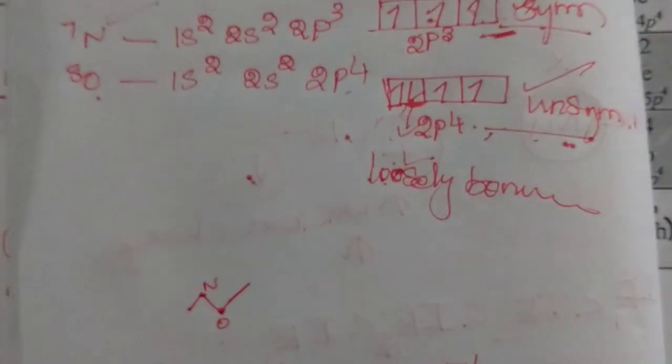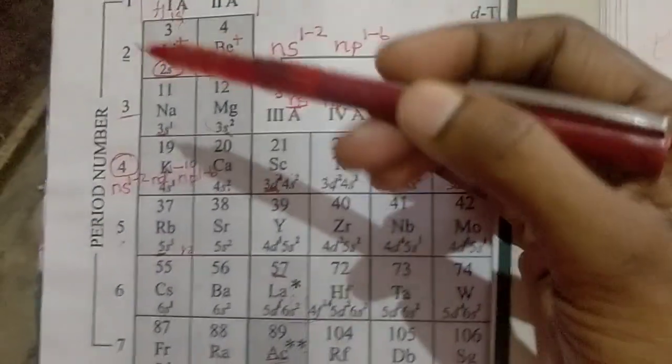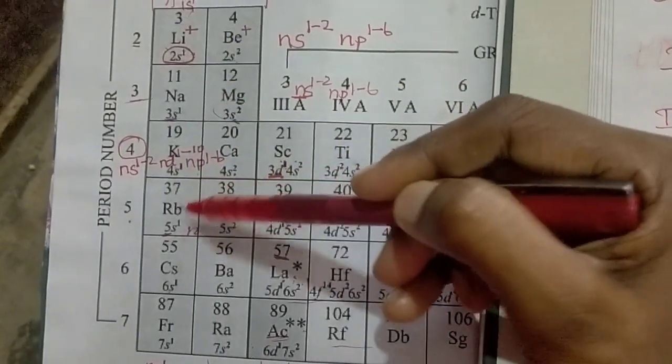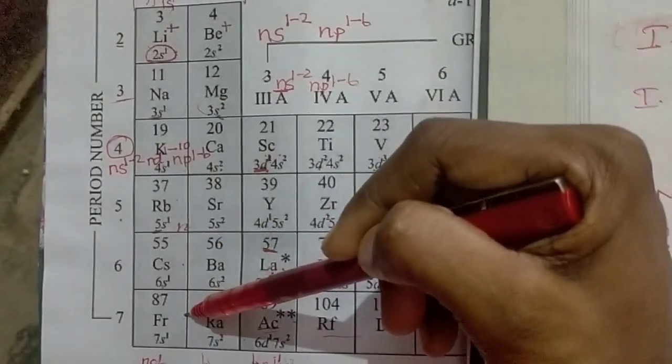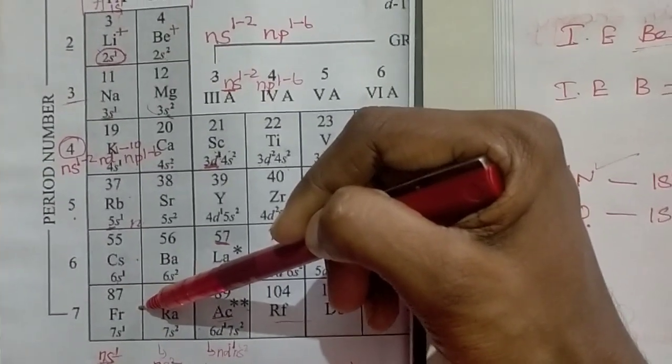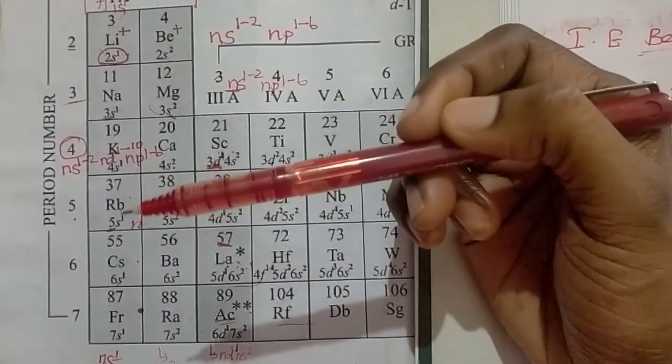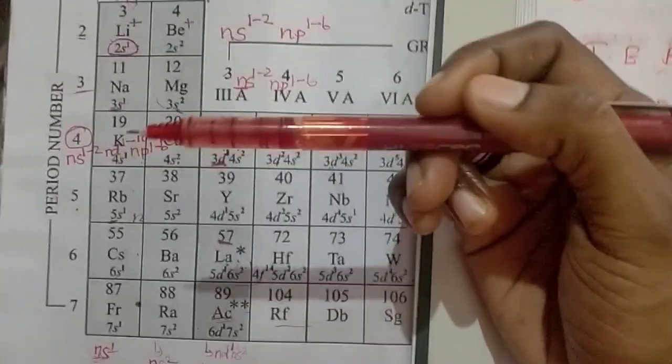So ionization energy is decreasing down a group. You can take a group here. How many groups do we have? Totally 18 groups. Look at the first group. It contains hydrogen, lithium, sodium, potassium, rubidium, cesium and francium. Okay, so now if you are moving from up to down, the ionization energy is decreasing.